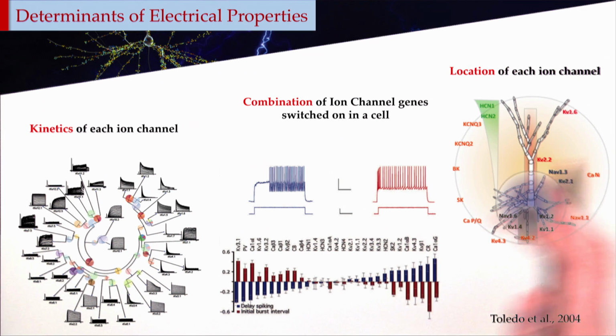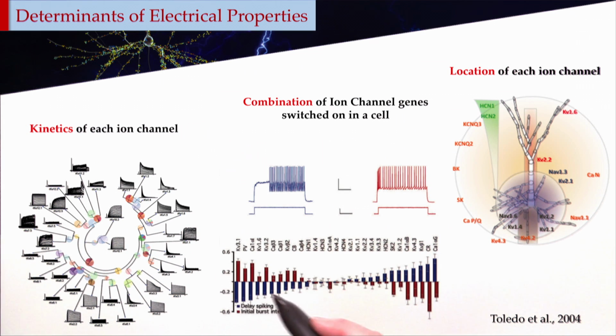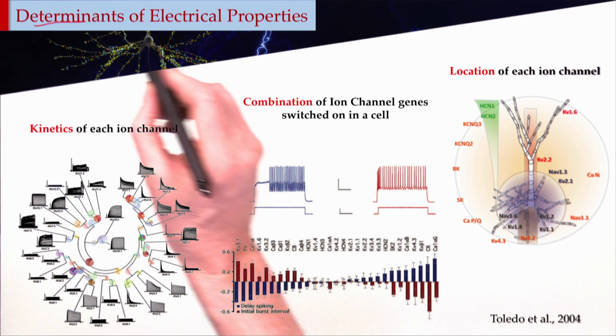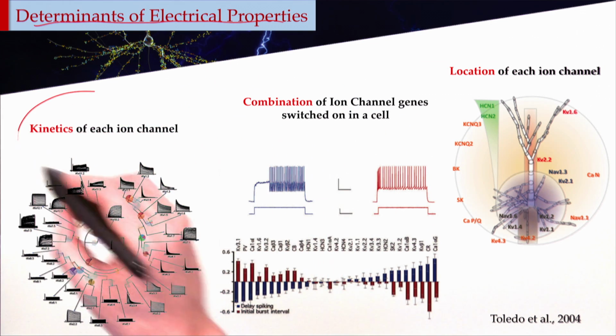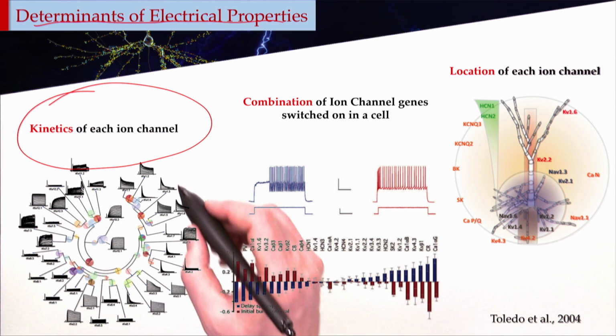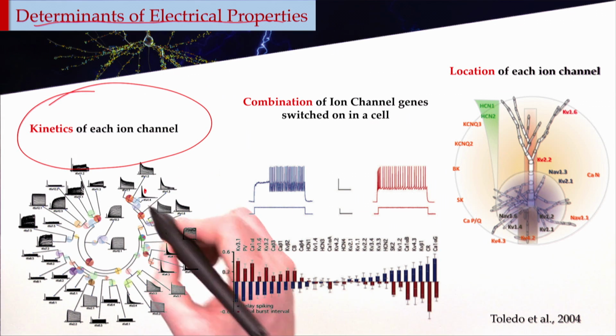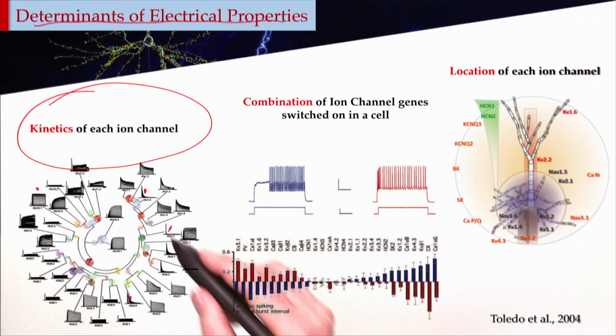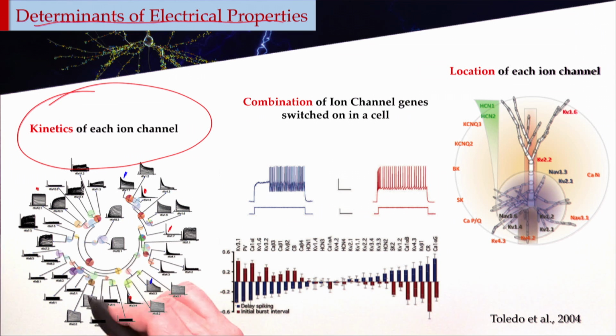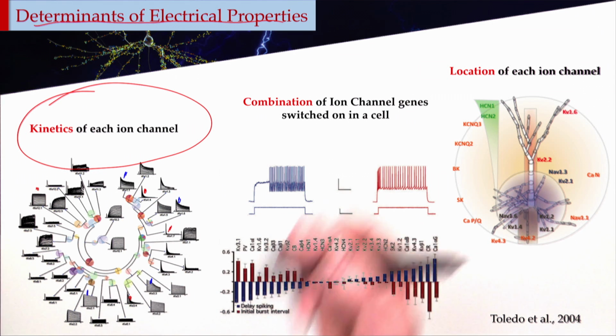So, in general, you can see that what determines the electrical properties of a neuron is essentially the kinetics of each channel. It depends on which combination. If you combine this one, this one, this one, and this one, you're going to get a certain behavior. And if you combine this one, and this one, and this one, and this one, you get a different behavior.